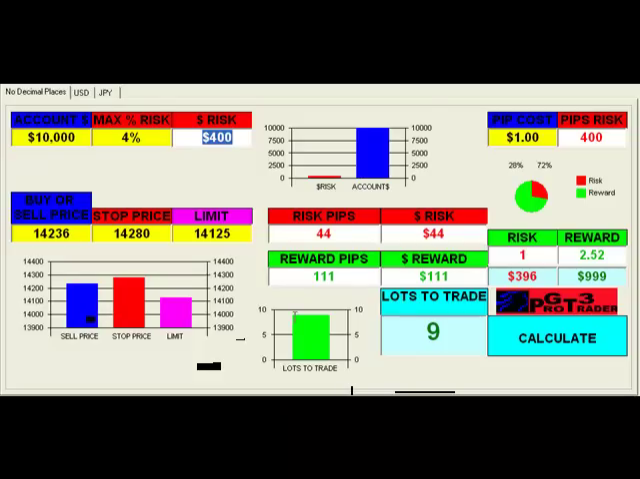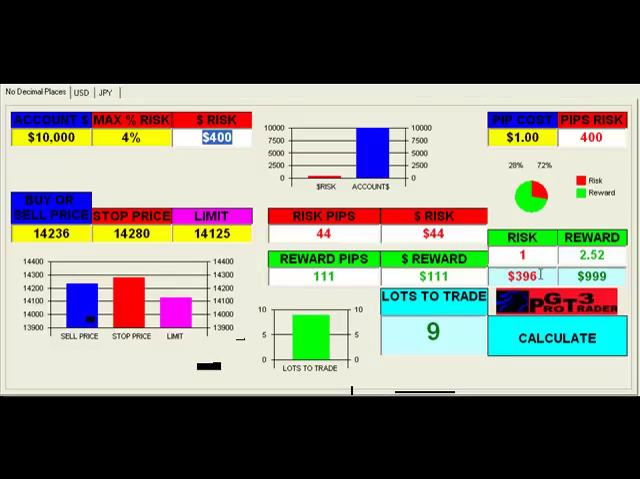We have the green risk and reward boxes. This is very powerful information for you to know. In this example, we have a 1 to 2.52 ratio of risk and reward. This is telling us for every dollar we risk, the reward is $2.50. The actual amounts are shown below.